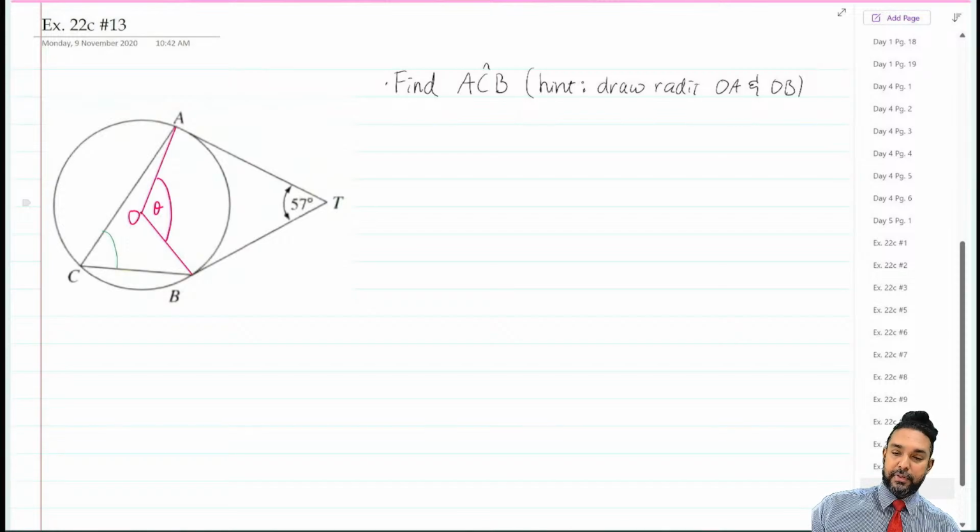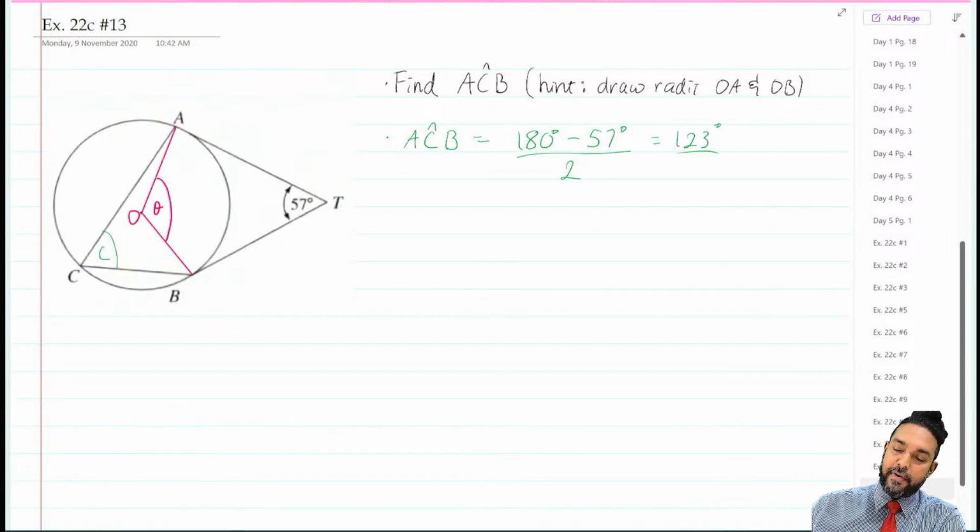And then we know that this angle across here is half of that theta. So let's just condense the working for the sake of simplicity. Angle ACB would be equal to 180 minus 57, and then divided by 2. So that's 123 divided by 2, which is 61.5 degrees. We divide by 2 because the angle at center is double the angle at circumference, and we subtract from 180 because these two angles are supplementary.